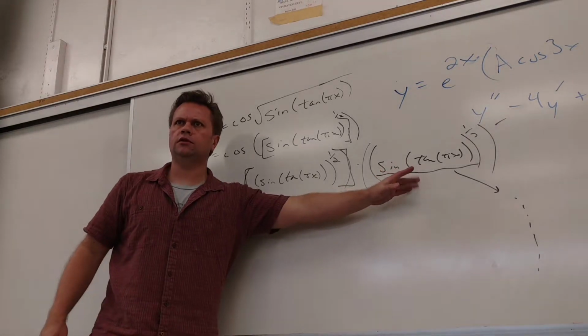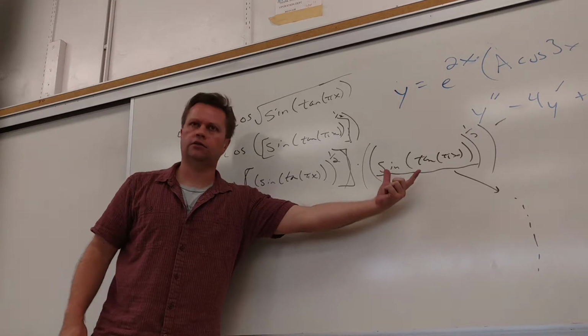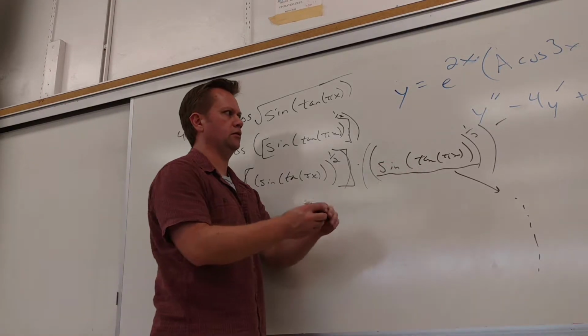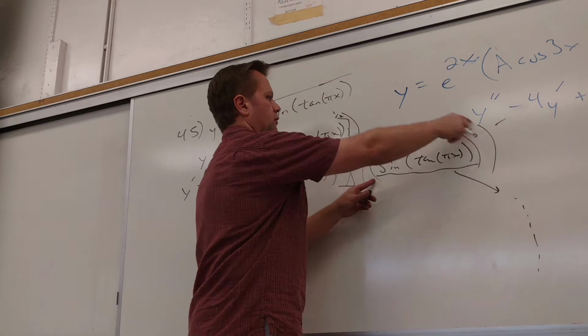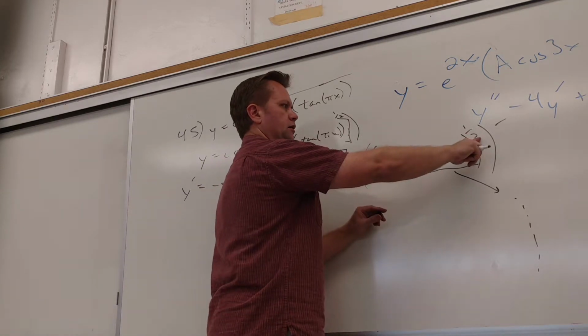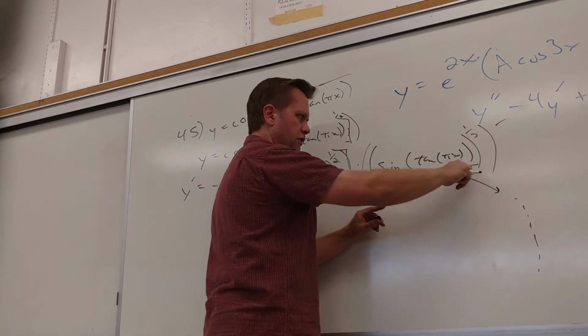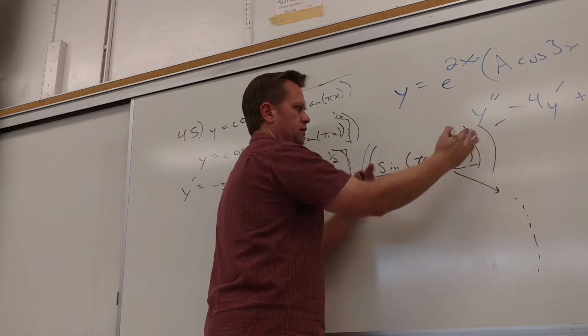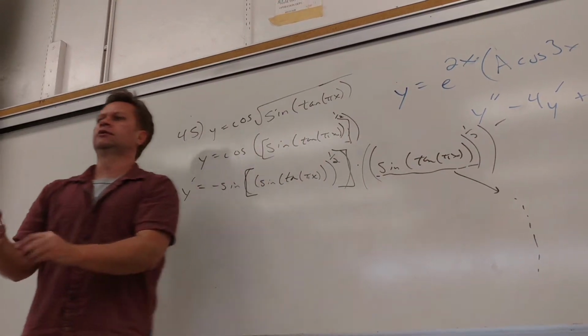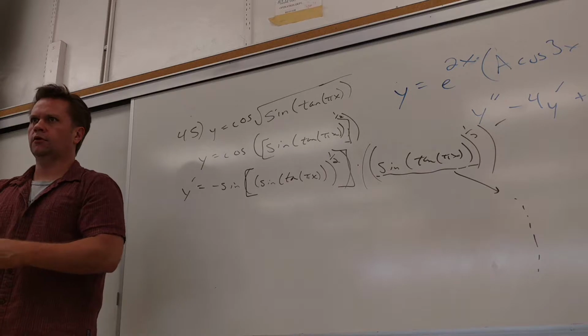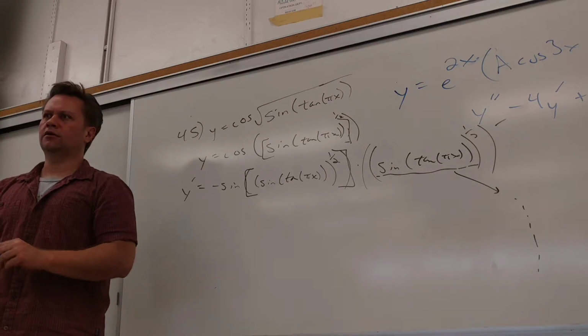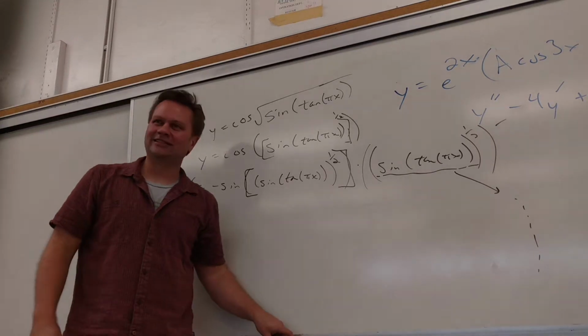Are you guys understanding what's going on? Now it's easier because now I've got less to look at, right? What's the next level to worry about? Good. So the 1/2 will come down, that will go to a negative 1/2. All this stuff remains the same on the inside, times the derivative of the inside.